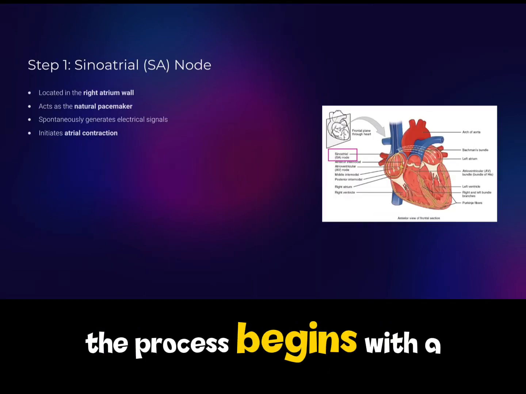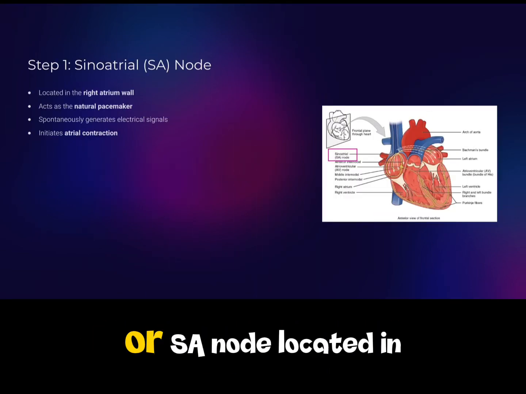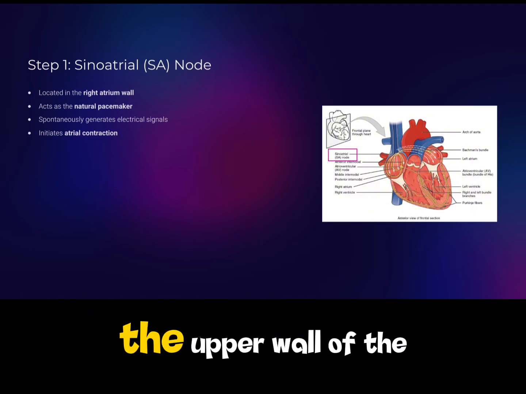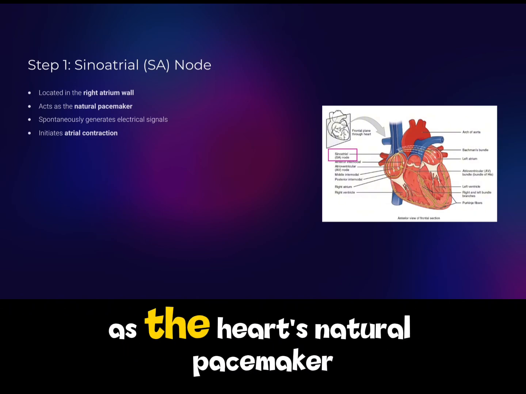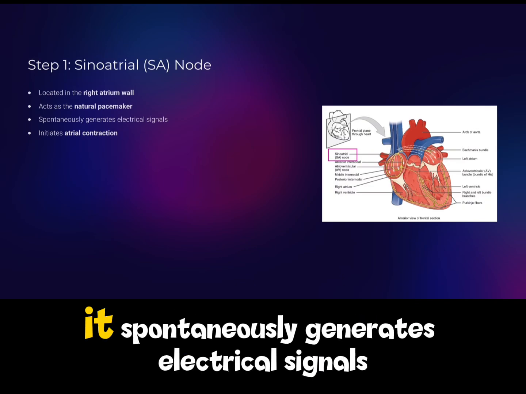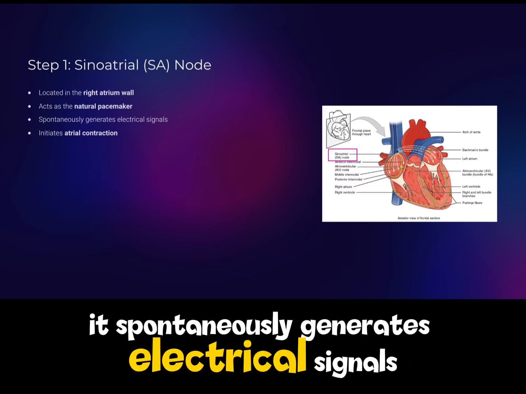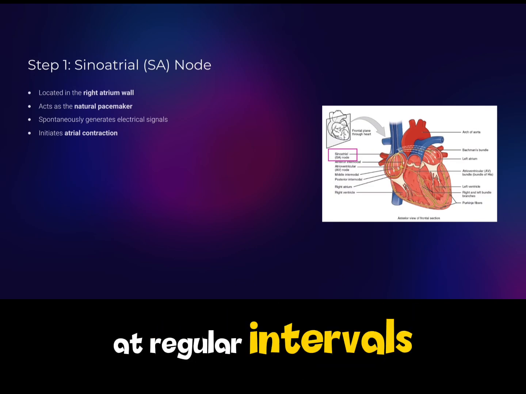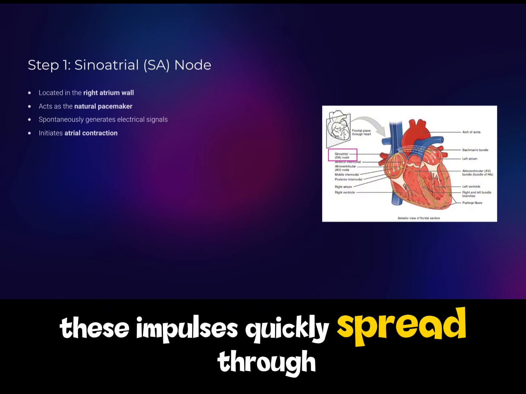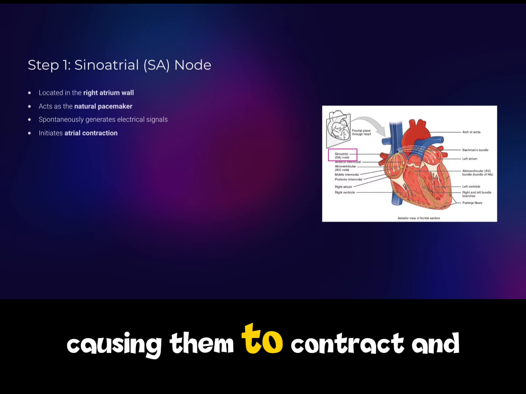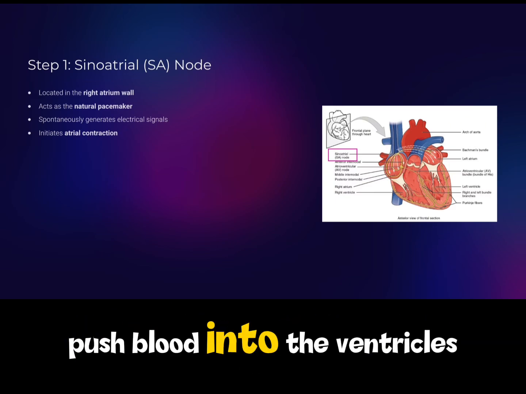The process begins with the sinoatrial node, or SA node, located in the upper wall of the right atrium. The SA node acts as the heart's natural pacemaker. It spontaneously generates electrical signals at regular intervals, setting the pace for the heart rate. These impulses quickly spread through the atria, causing them to contract and push blood into the ventricles.